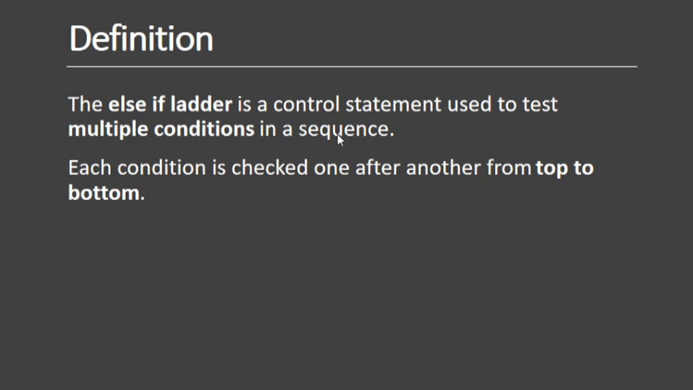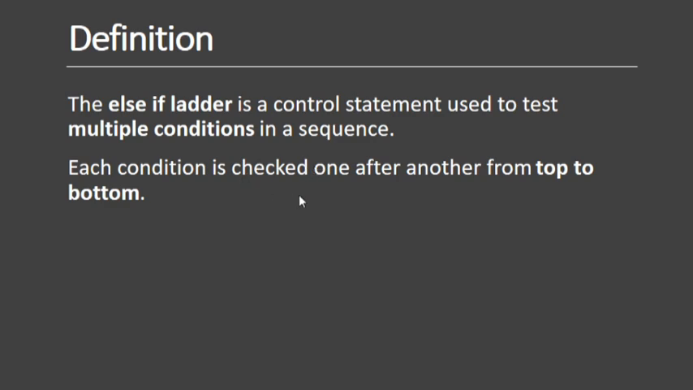in a sequence. For example, a simple if is used only for one condition, and if else is used for two conditions, either true or false. Here, in the else if ladder, we are going to use more than two conditions. To verify more than two conditions, we use the else if ladder.